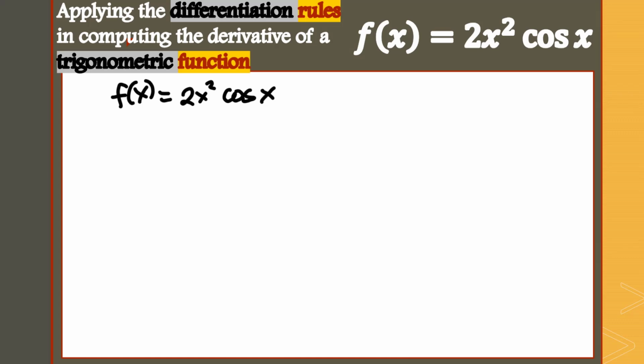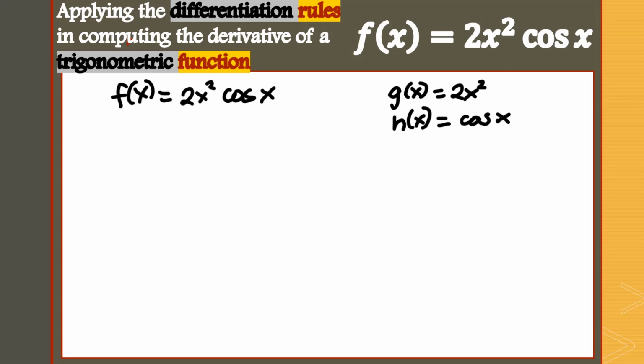Now it's very important for us to remind ourselves that there are two different functions here, and the operation between them is multiplication. Hence, we are going to use here the product rule, or the rule in differentiating a product of functions. You can let g of x here be the algebraic function 2x squared, and then you will have here h of x be your cosine x.